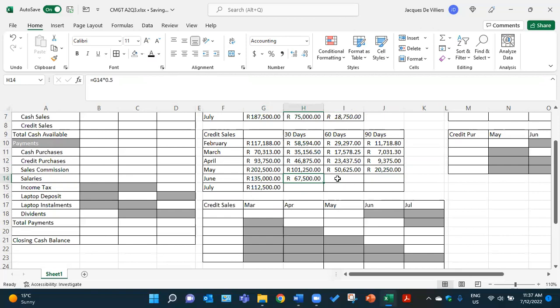50% of people is going to pay within 30 days. 25% is going to pay within 60 days. 10% is going to pay within 90 days. And the same for July. Now, of course, it means that in our cash flow, none of the July sales are going to reflect because these are only due in August, September, and October. So now let's break this down so that we can see exactly what is received when.